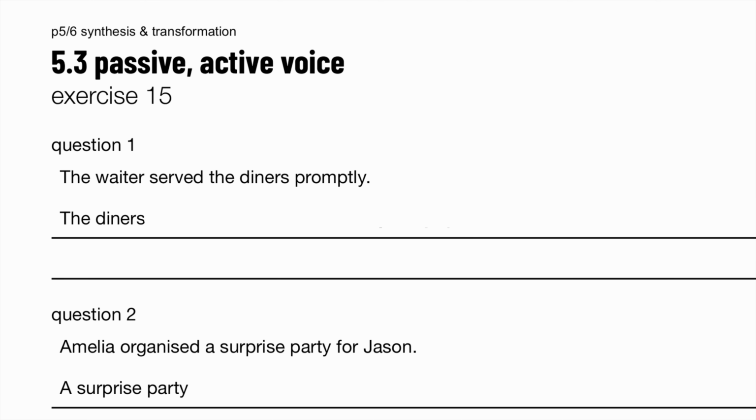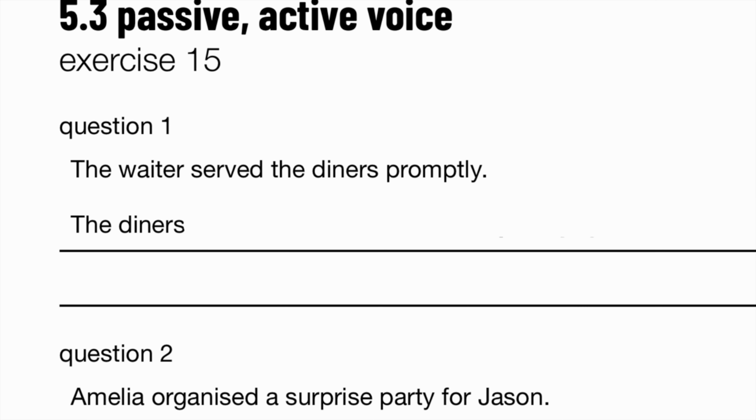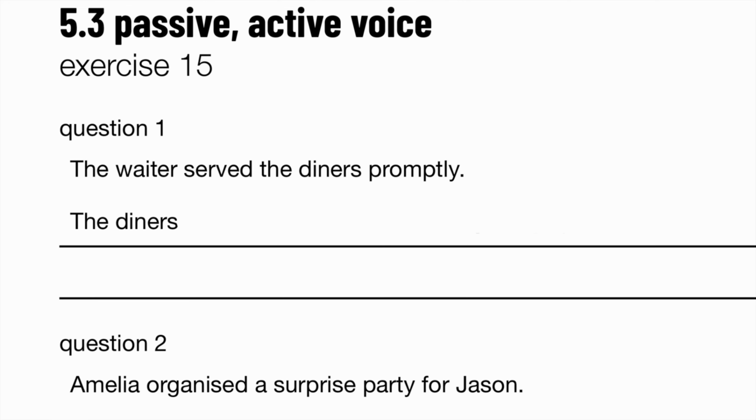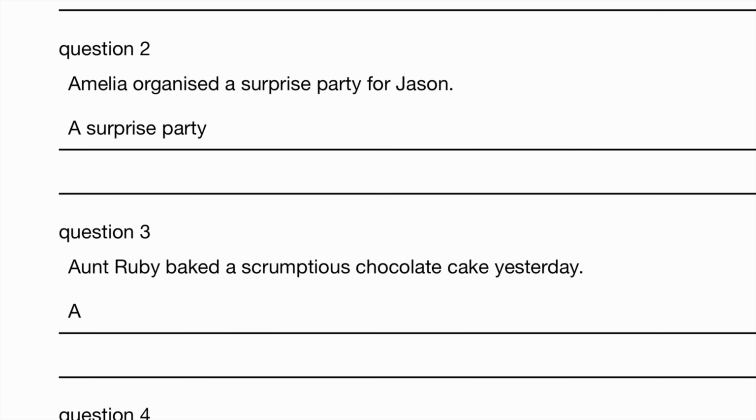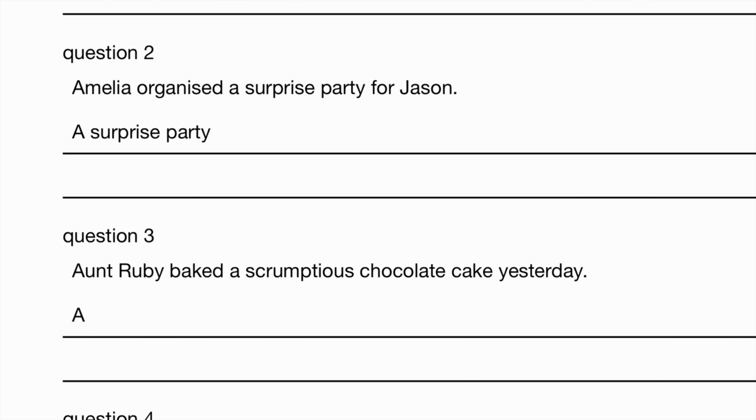Exercise 15. The waiter served the diners promptly. So this is not dinners, by the way. Diners are the people eating at a restaurant. So promptly means on time. So the diners were served by the waiter promptly. Past tense. Amelia, in the past tense, organized a surprise party for Jason. A surprise party, singular, was organized by Amelia for Jason.